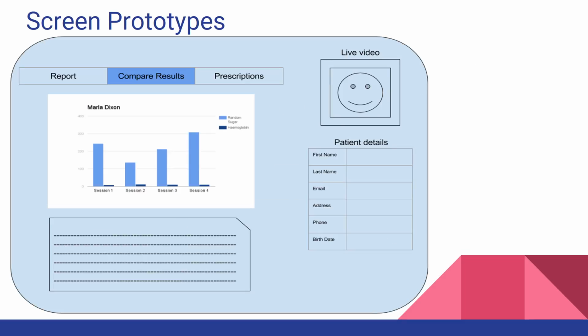This is the screen when the live session is going on. We can view the live video and the patient details on the right hand side. On the left hand side, we have different tabs for report comparing the results of the previous sessions and the prescriptions suggested by the doctor to the patient.